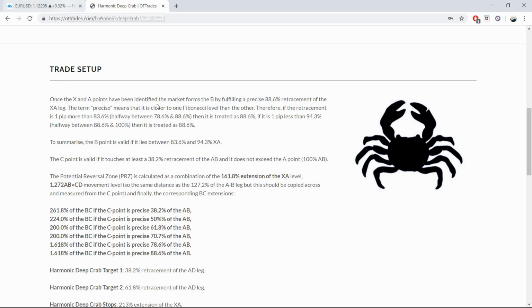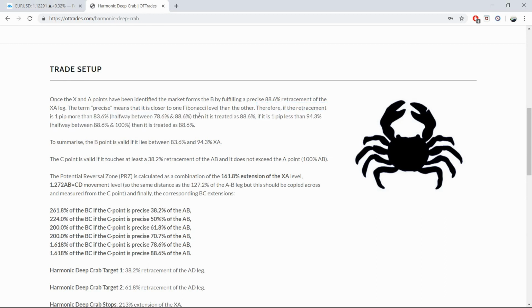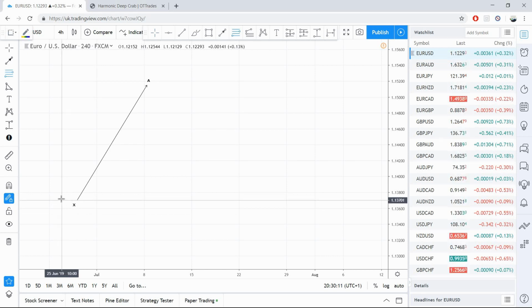A leg. Now again, with all of these harmonic patterns, the term precise here doesn't mean that it hits the 886 exactly. It doesn't have to do that. The term precise means that it's closer to one Fibonacci level than the other. Therefore, if the retracement is 1 pip more than 83.6, which is halfway between the 786 and the 886, then it's treated as 886. If 1 pip less than 94.3, which is halfway between the 886 and 100%, then it's treated as 886. Don't let that confuse you, so let me give you an example of that using that 886 level.